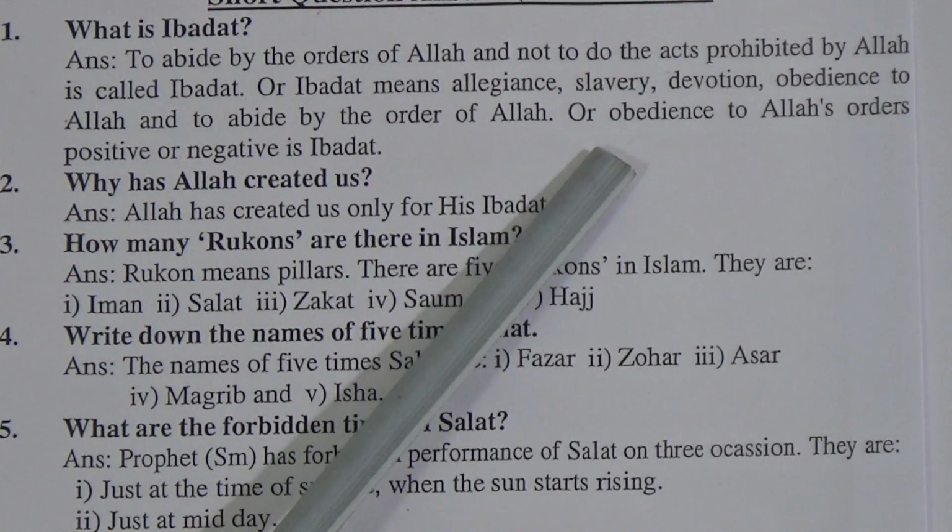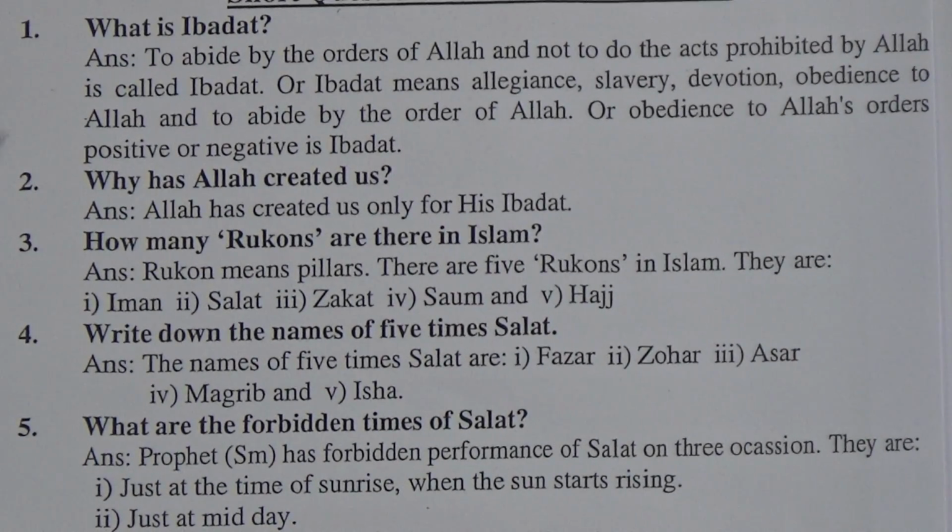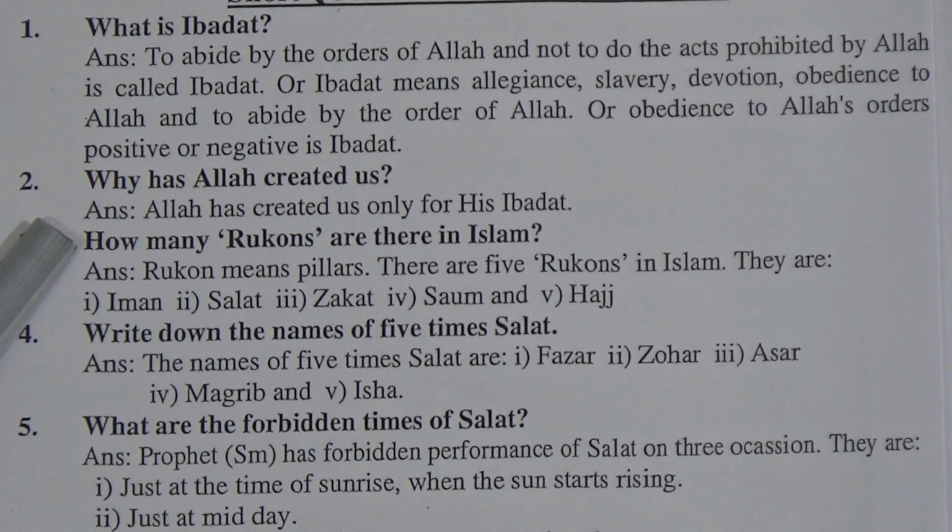Now another definition, that is obedience to Allah's order, positive or negative, is ibadat. So my beloved students, keep attention here. I have given here 3 definitions of ibadat. So you can follow any one. Now question number 2, why has Allah created us? Us means why has Allah created the human beings? Answer: Allah has created us only for His ibadat.